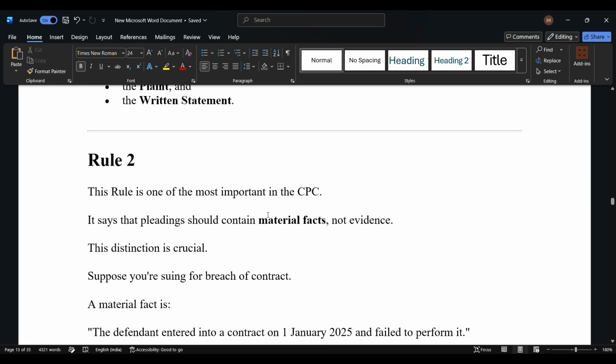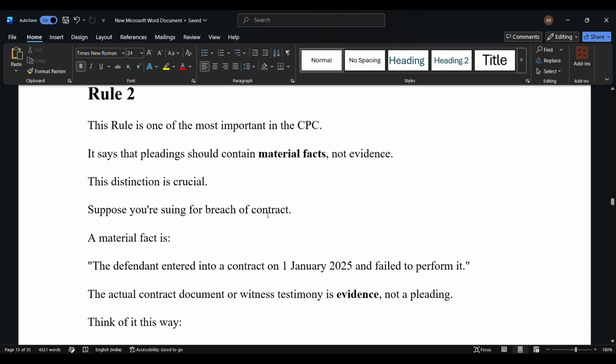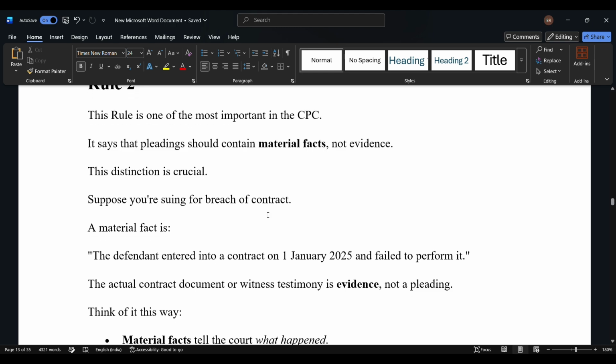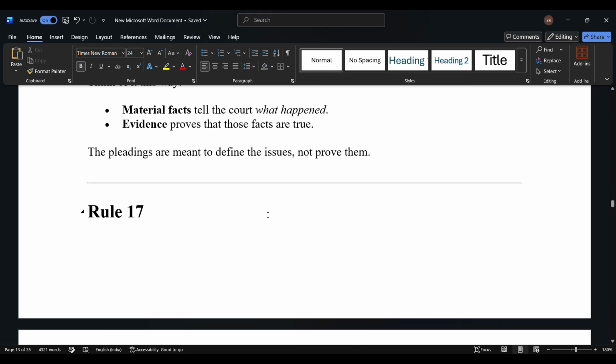Rule 2. This rule is one of the most important in the CPC. It says that pleadings should contain material facts, not evidence. This distinction is crucial. Suppose you're suing for breach of contract. A material fact is, the defendant entered into a contract on the 1st of January, 2025 and failed to perform it. The actual contract document or witness testimony is evidence, not a pleading. Think of it this way. Material facts tell the court what happened. Evidence proves that those facts are true. The pleadings are meant to define the issues, not prove them.